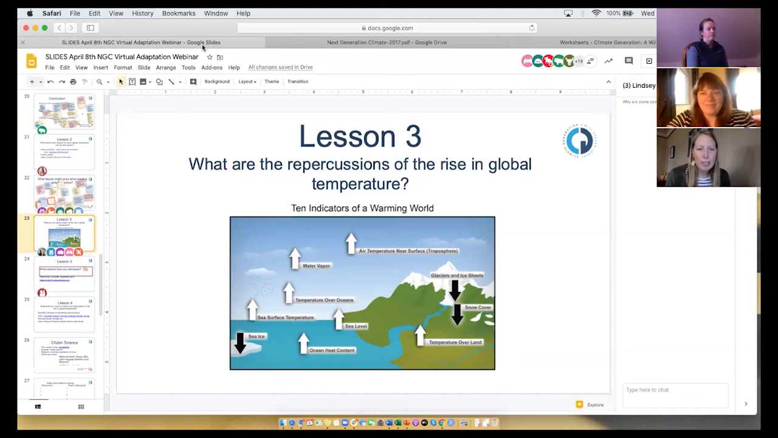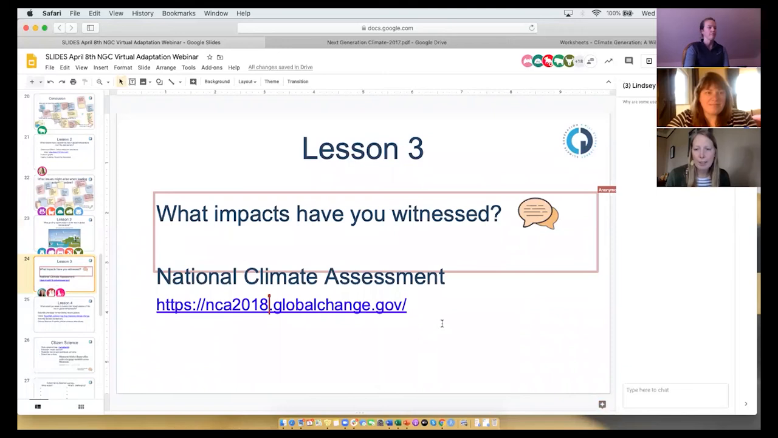So with lesson 3, this one actually is really good for virtual and there's no real adaptation needed. This lesson's asking the question, what are the repercussions of the rise in global temperature? So again, looking at the indicators or the impacts that we're experiencing. So I wanted to throw a question out to you all again. If you want to just put it in the chat box itself, think of impacts of climate change that you personally have witnessed. If you could throw in some impacts you've witnessed in the chat box, and Sarah can monitor those.